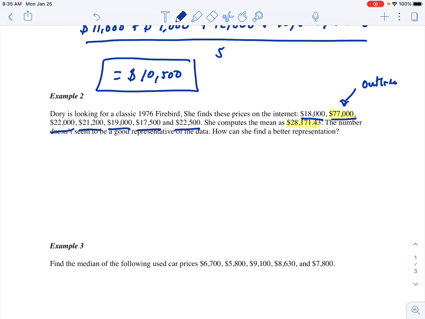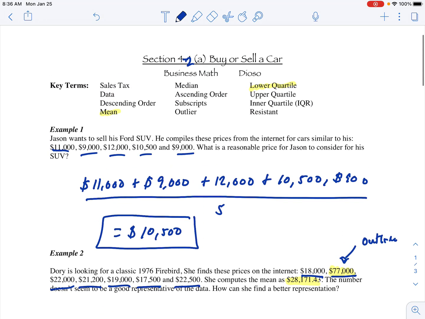Okay, sorry about that. So what we're going to do, instead of taking the average, is we're going to find what the median is. Okay, so we're going to take this right here, this 17,500. We're going to put in what's called ascending order. That is least to greatest.